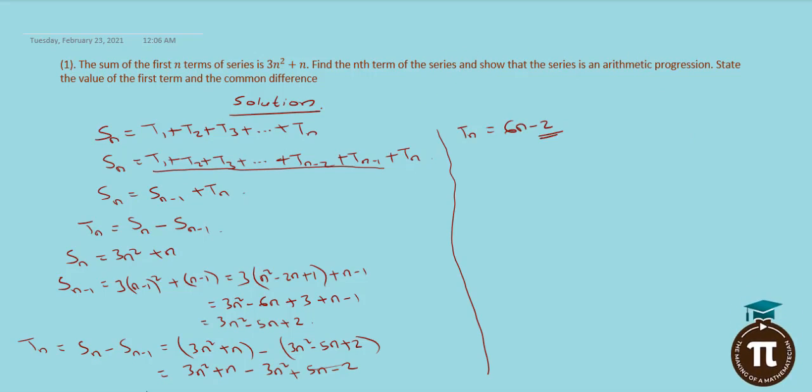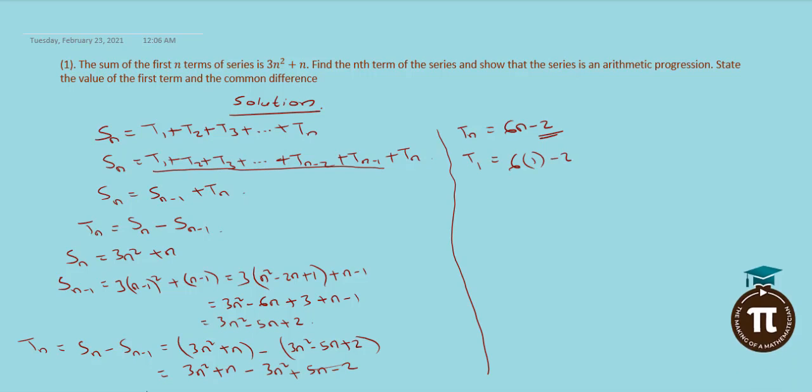Now, show that the series is an arithmetic progression and state the value of the first term and the common difference. So you can actually look at what you will do to show that the series is an arithmetic progression. First of all, find some of the terms. So we'll look for the first term. First term is T1. Anywhere you see n, put 1. 6 times 1 minus 2. 6 minus 2 will give me 4.